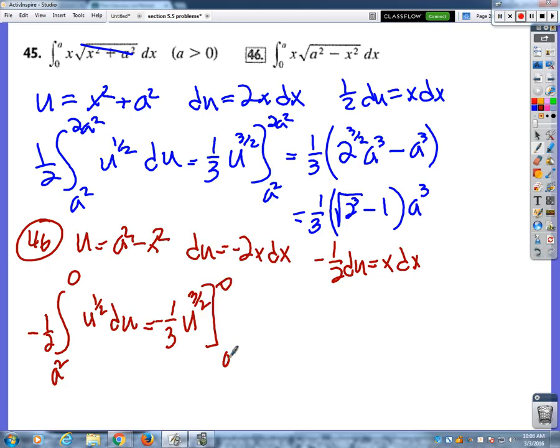0 to a squared. Okay, so if I plug in 0, then you get 0. Minus, if you plug in a squared, then you get a to the 3rd, right? Right. So then this negative and this negative cancel each other out, and you get a cubed over 3. Okay.